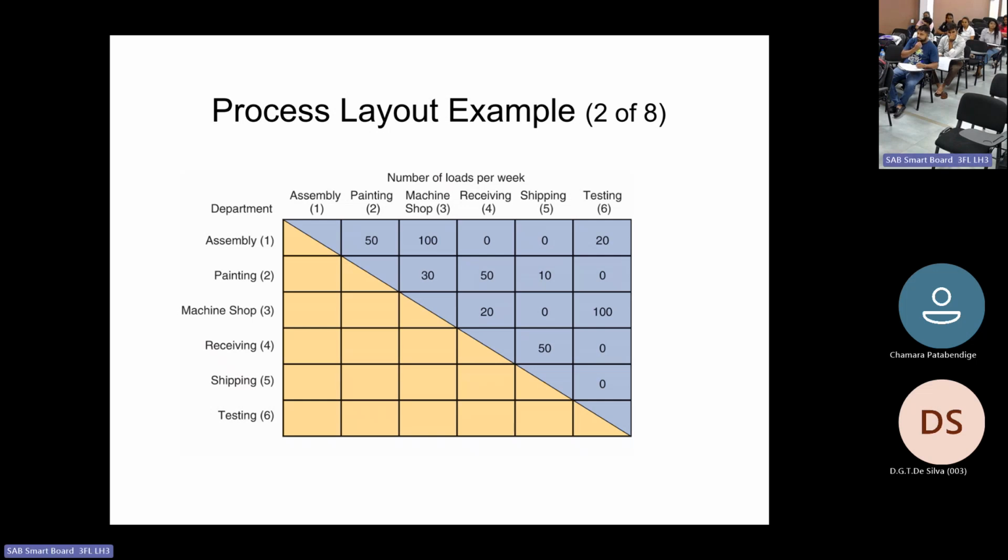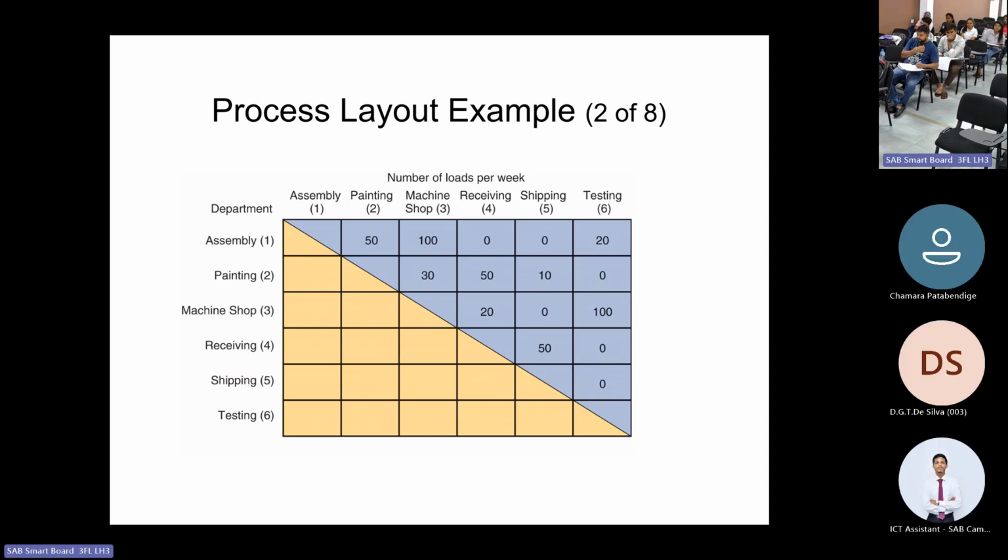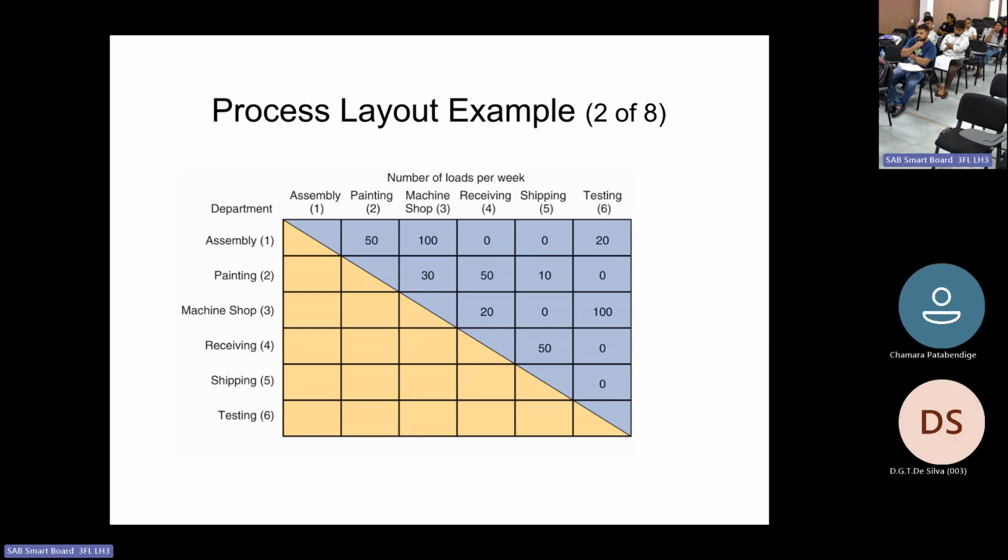Now, between 1 and 2, two-way, what is the transaction total? 50. So we can show it like this: 1 and 2, 50. And then 1 and 3, 100. So 1 and 3, 100. So rather than going through here, that is how we should show it.